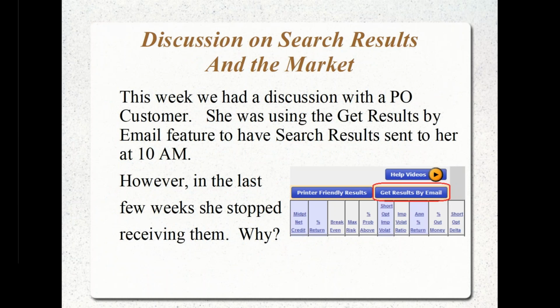Now, I'm going to start the discussion related to search results from the PowerOptions screens and the general market conditions. This week, I had a discussion with a PowerOptions customer. She used the feature to get her search results by email. So anytime you create a search in a given strategy, you can select to have those emailed to you at any time during the trading day. So she was setting up bull put credit spreads, and she wanted them sent to her at 10 a.m.